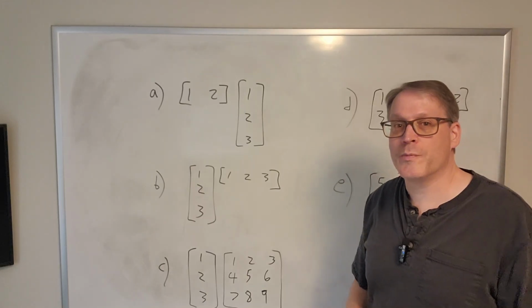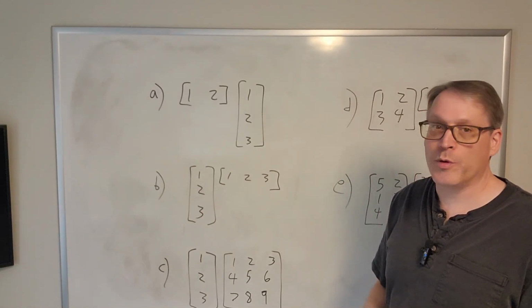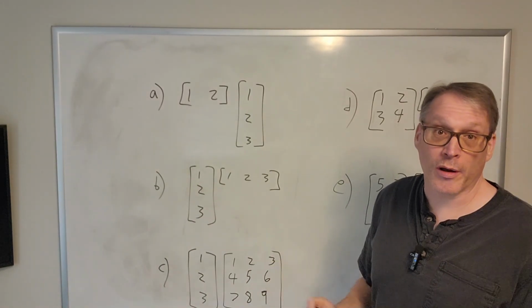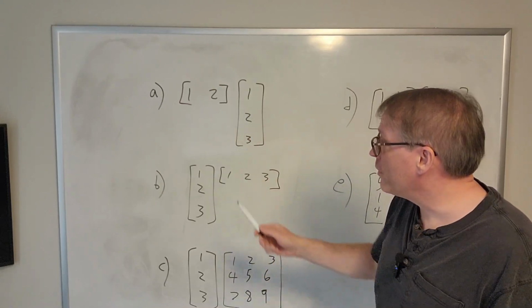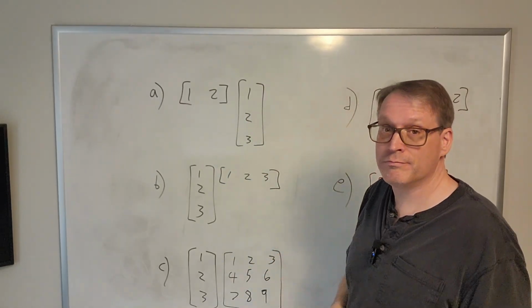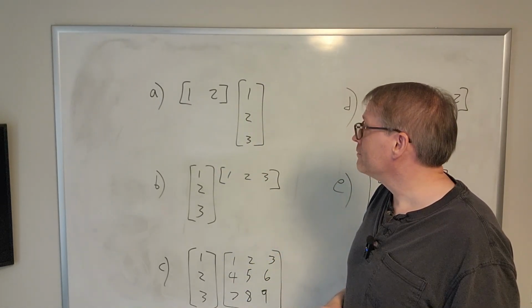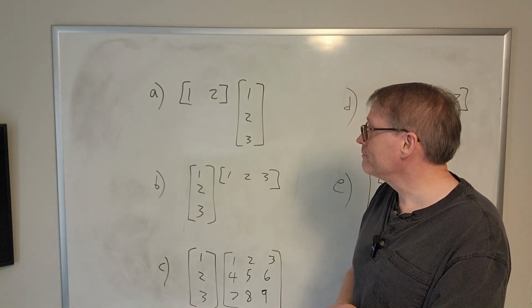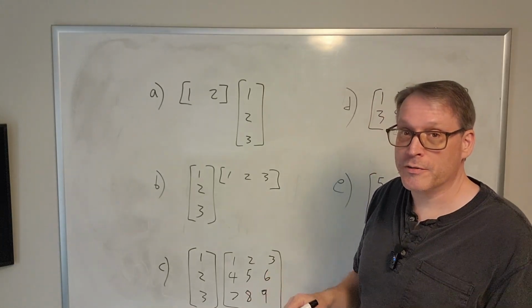All right, let's look at these. You tell me if they're possible or not, and if they are possible, what's the resulting dimension? If they're not possible, tell me why. How about this one right here? It's 1, 2, 1, 2, 3. You can pause the video if needed, just FYI.